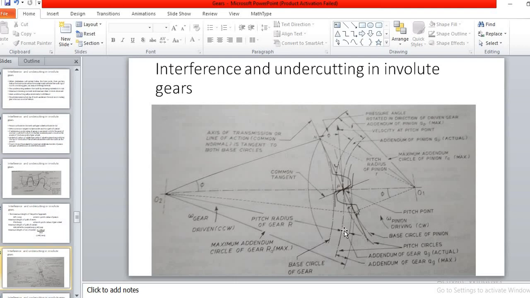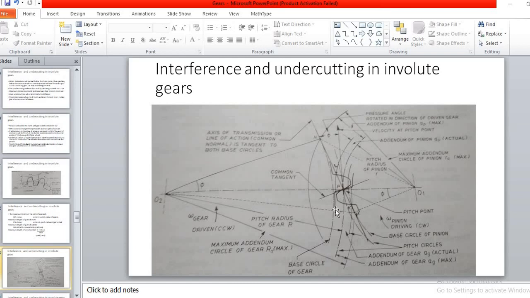Now, for the original case, we draw a tangent to the two base circles. For this gear having center O2 and this gear having center O1, to both gears' base circles, we draw a tangent. This is the tangent drawn to the two base circles.